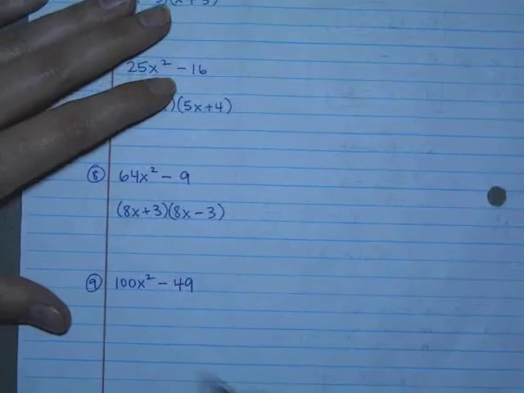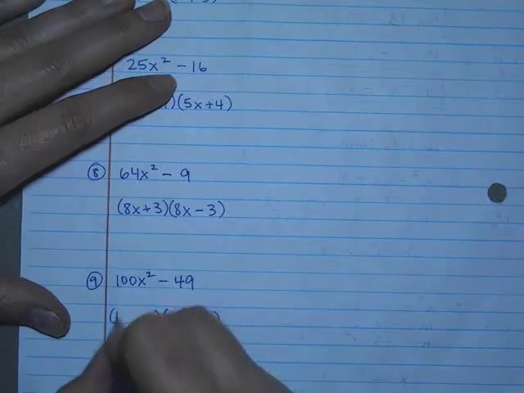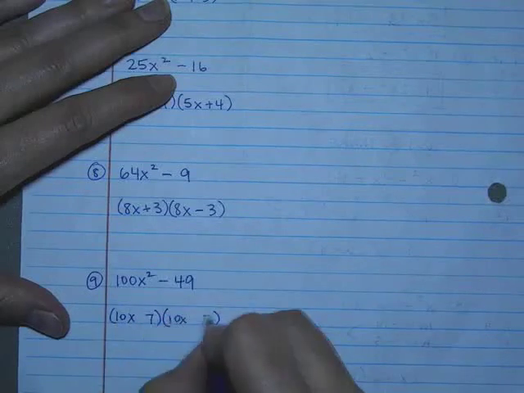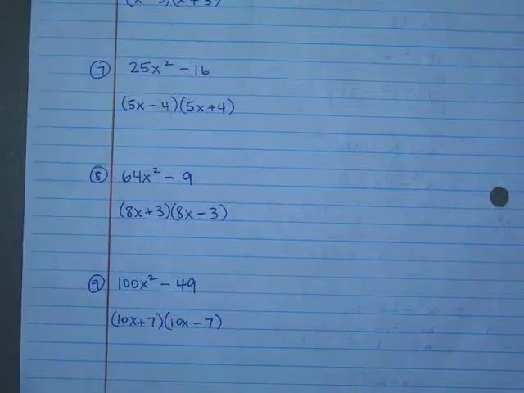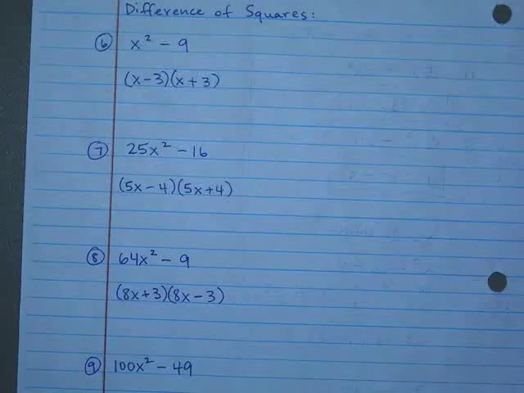Okay, hopefully we're getting pretty good at these at this point. We know that the square root of 100 is 10. Square root of x squared is x. The square root of 49 is 7. And then one gets a plus and one gets a minus. Okay, so we should be getting pretty good at those problems now. We don't have to actually put the 0x in the middle. We can just follow that pattern.